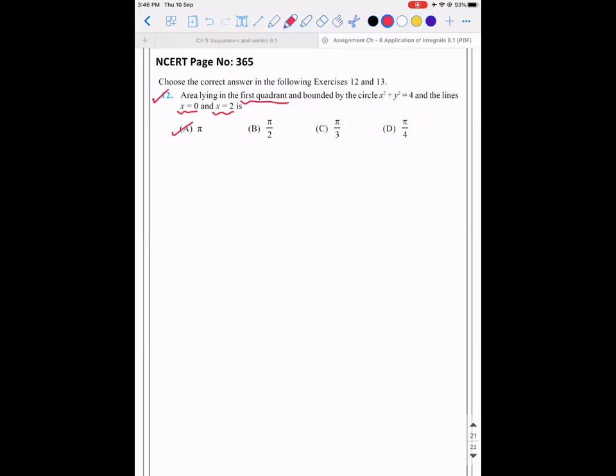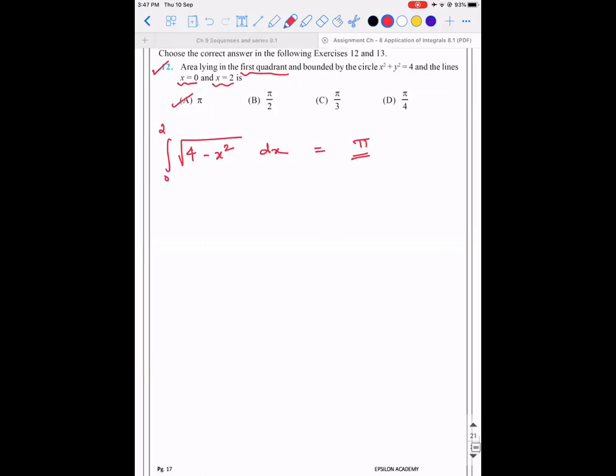So how to do without drawing? Tell me how to do integral of 0 to 2 root of 4 minus x square, dx. When you solve this, you will get the answer as pi. Okay, root of a square minus x square.